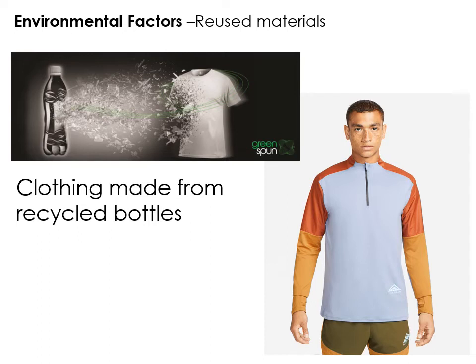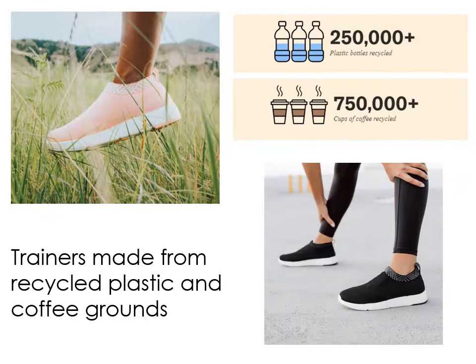So there's a couple of examples here. Nike are making a whole range of clothing from recycled bottles. Some other really good examples are some trainers that use recycled plastic and coffee grounds in them, because believe it or not, the grounds that are used are disposed of once the water has gone through the coffee and taken on the flavour. The actual grounds go straight into the bin, and it's quite a lot of waste. So this company takes plastic bottles and coffee grounds and makes them into a product.